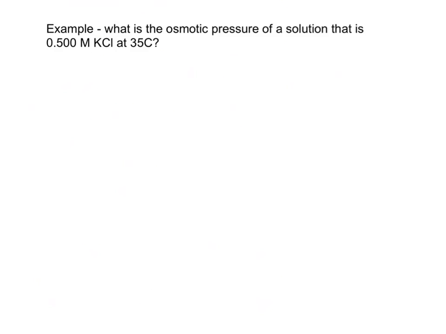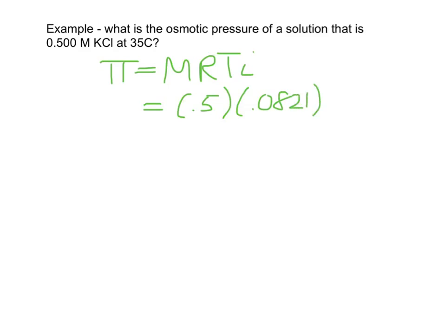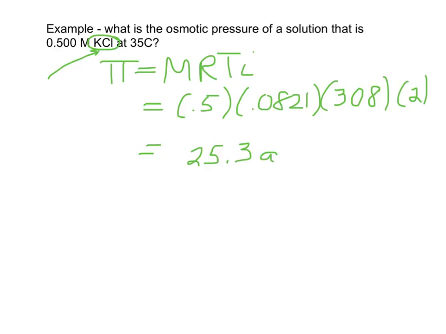What's the osmotic pressure of a solution that's 0.5 molar KCl at 35 degrees Celsius? I gave you the molarity, so this is going to be really easy. The molarity is 0.5, R is 0.0821, and my temperature is 308, which is 35 plus 273. And what's i going to be for KCl? 1 K and 1 Cl, so i is going to be 2. If you do all that out, the osmotic pressure is going to be 25.3 atm.